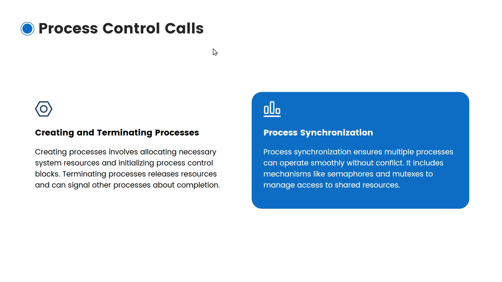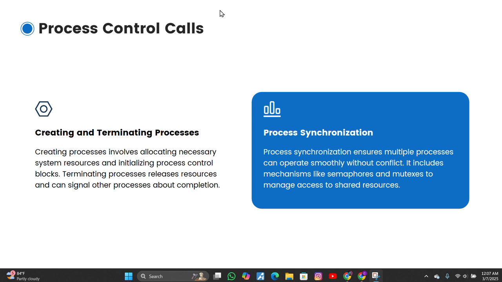Process synchronization. Process synchronization ensures multiple processes can operate smoothly without conflicts. It includes mechanisms like semaphores and mutex to manage access to shared resources. Process control system calls manage processes in an operating system, allowing processes to be created, executed, terminated, and synchronized.